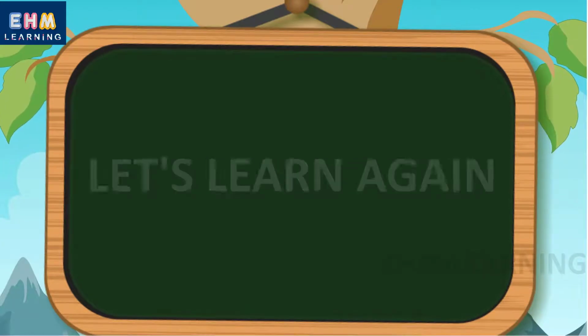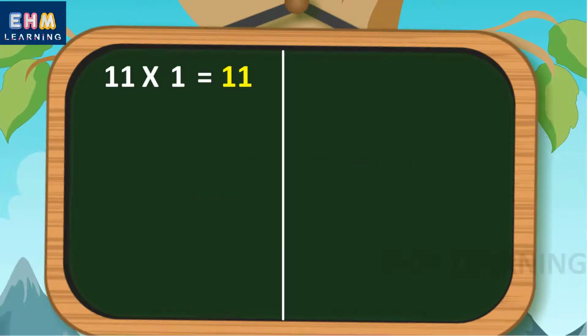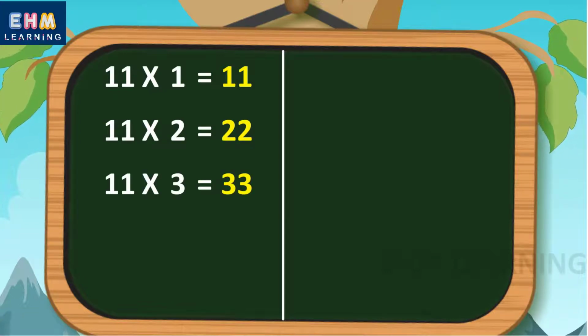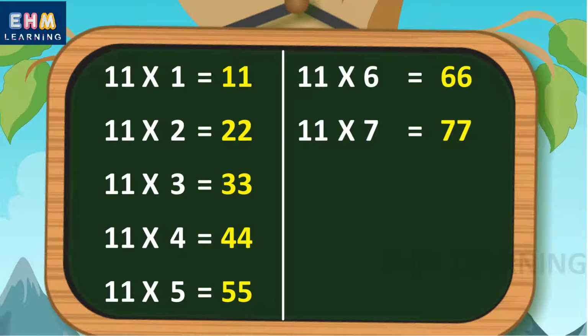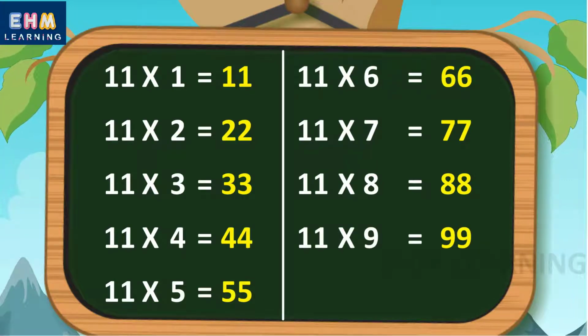Let's learn again. 11 ones are 11. 11 twos are 22. 11 threes are 33. 11 fours are 44. 11 fives are 55. 11 sixes are 66. 11 sevens are 77. 11 eights are 88. 11 nines are 99. 11 tens are 110.